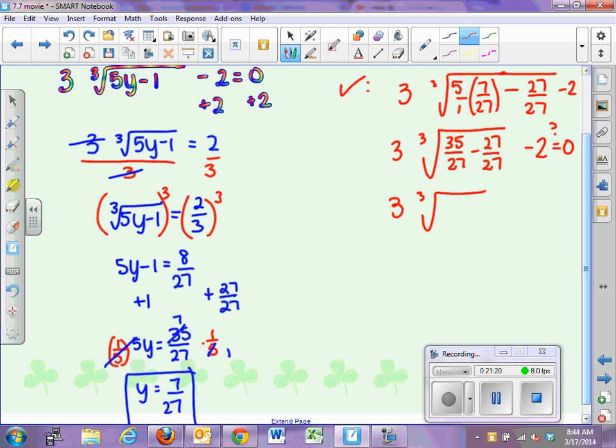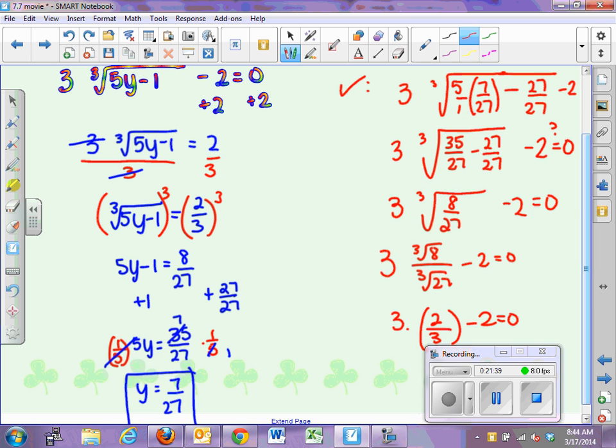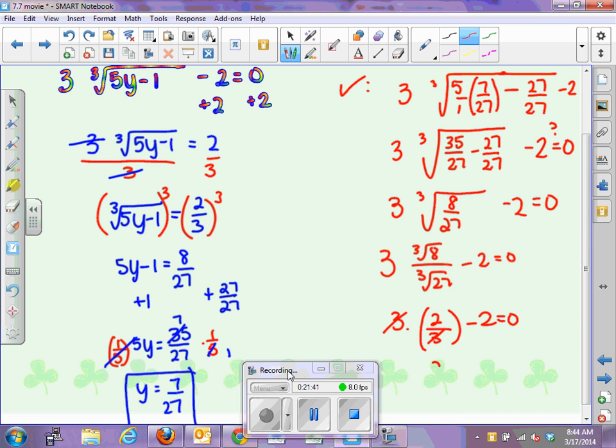This is 8 over 27. Now remember, I don't know the cube root of 8 27ths, but I do know the cube root of 8 and the cube root of 27. And that's 2, and that's 3. And as you can see, the 3's cancel. You get 2 minus 2, and that equals 0.